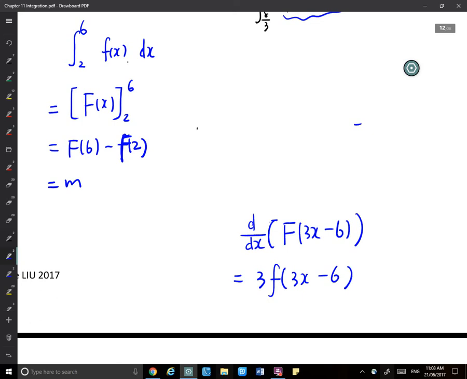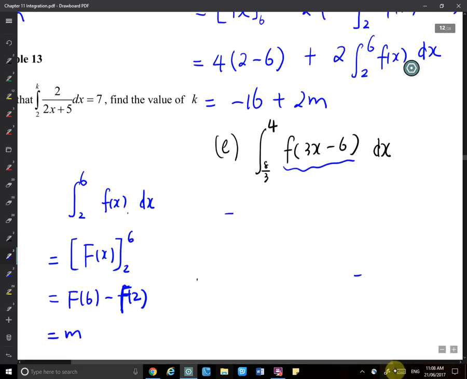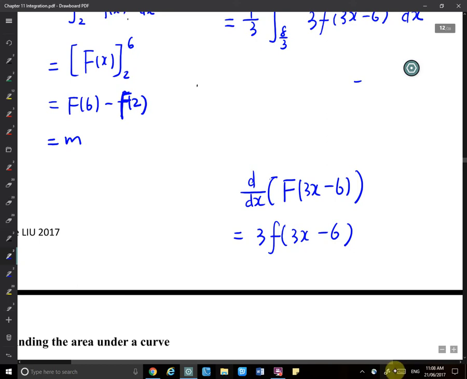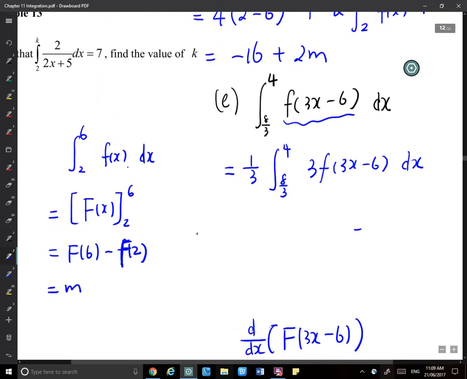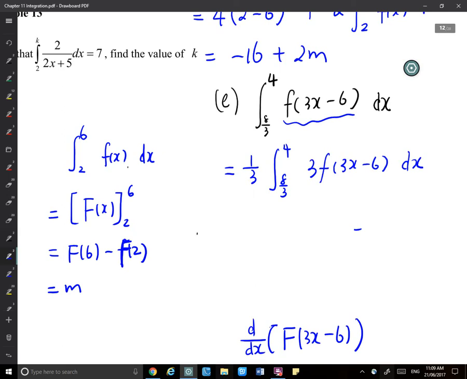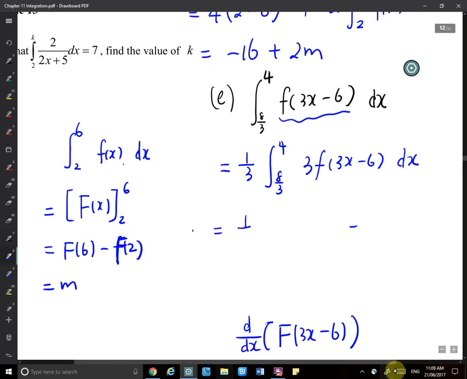Is that correct? Yes. So now, instead of integrating this, what I want to do is a third times 3 lowercase f of 3x minus 6. Why am I doing that? Because I want to make the same form as this one in order to anti-differentiate. A third times 3 will become 1. That still looks the same as the beginning. But I can now have a third capital F of 3x minus 6 inside.